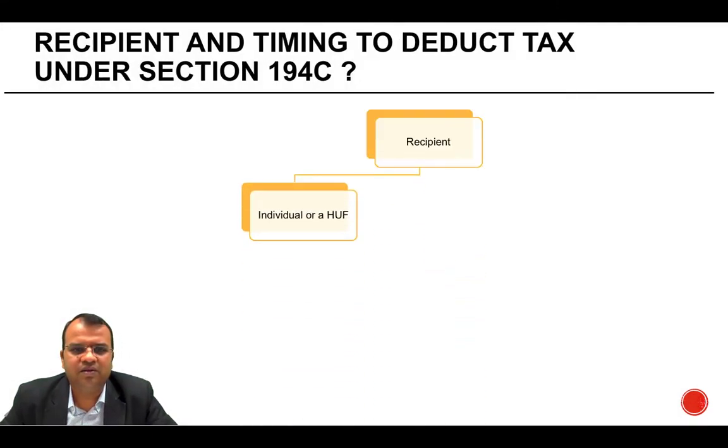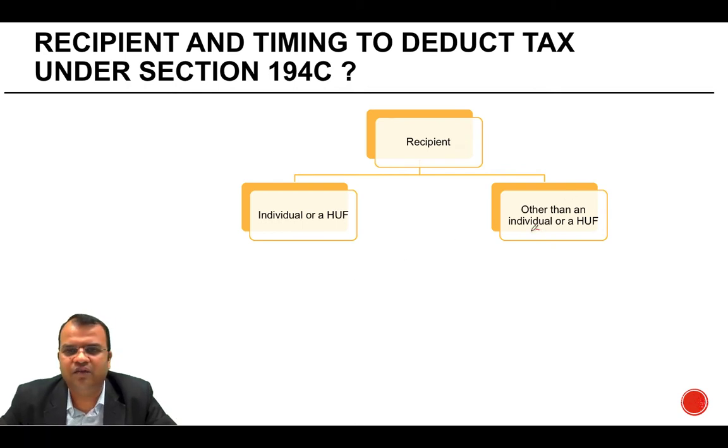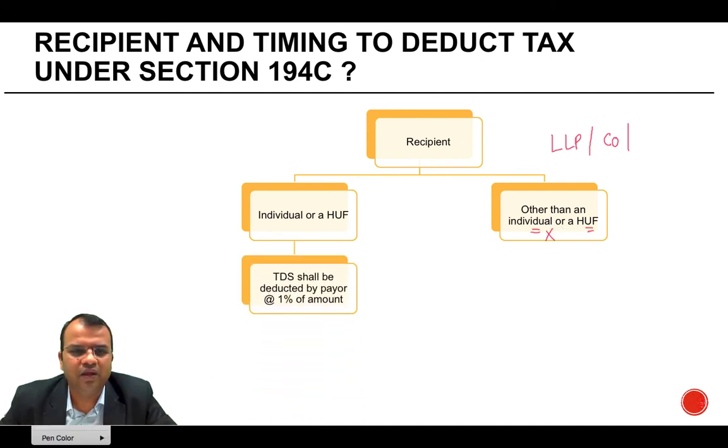So who would be the recipient? Now, when we talk about a resident, a recipient can be an individual or HUF or a person other than individual or HUF. So other than individual or HUF will cover limited liability partnership, company, and any other assessee who is not an individual or an HUF. If the recipient is an individual or an HUF, the TDS shall be deducted by the payer at the rate of 1% of the amount. So if a resident makes a payment to an individual amounting to 1 lakh, which is covered under section 194C, the TDS will be 1000.